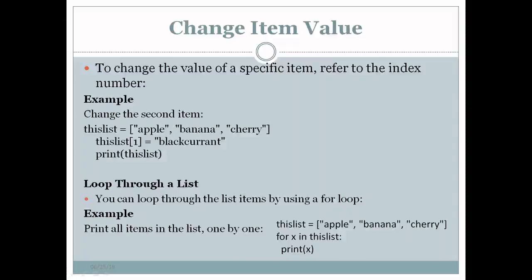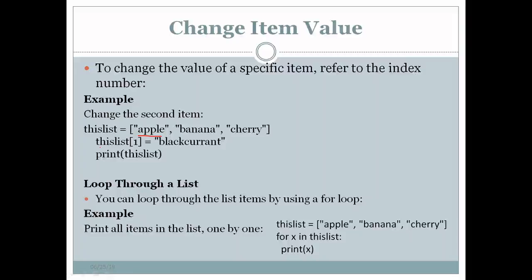Now to change the value of a specific item, we refer to the index number in the list. Now consider this example. Change the second item from the list. So our list is again having the elements apple, banana and cherry, and say we want to change the second element. Second element in the list is banana. So apple is first, banana is second. Say I want to change this and I want to add a new element at that position. So black currant I want to add.